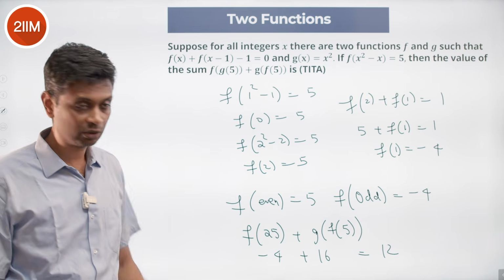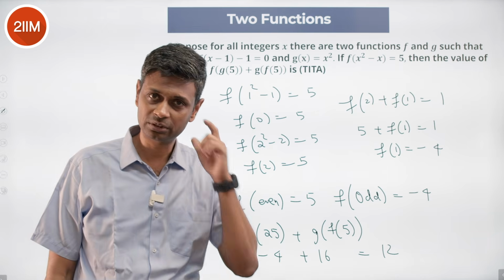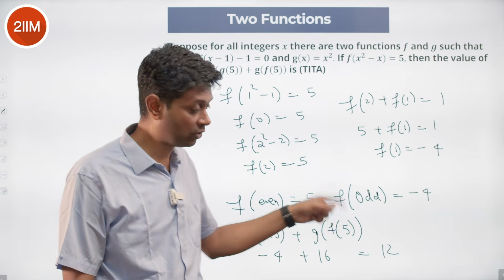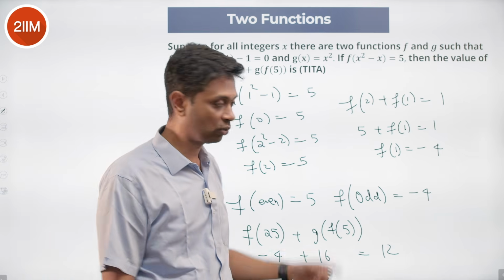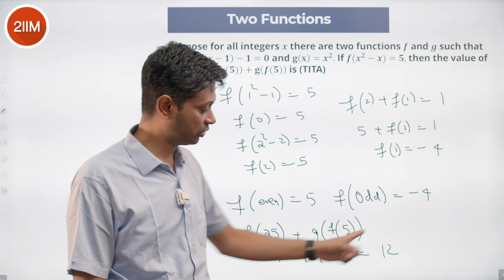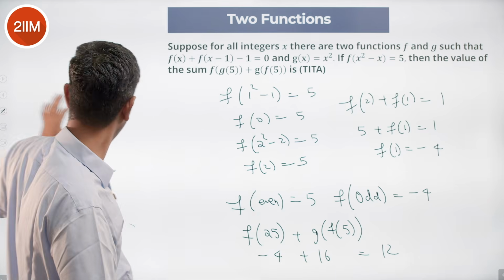F of 25 is minus 4, f of 5 is also minus 4, both odd numbers. G of f of 5 is g of minus 4, which is x square, minus 4 the whole square, 16, minus 4 plus 16. Beautiful question, delightful question.